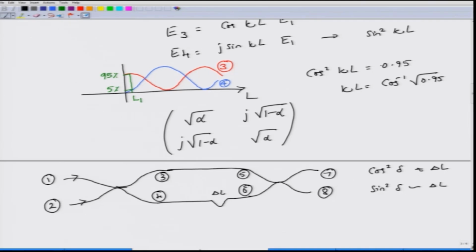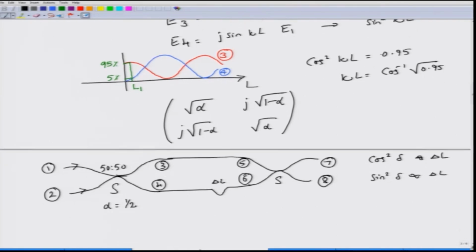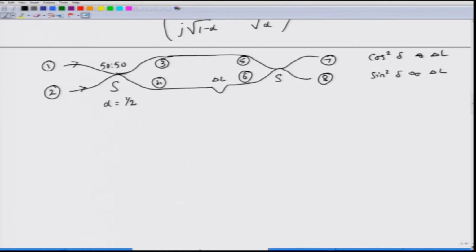So, you can show this, and in case you are interested you can take this as a simple exercise. What you will have to do is to relate E1, E2, E3 and E4 using this coupler matrix S. You can relate again using another coupler matrix S. For simplicity, assume that this is a 50 to 50 coupler, that is to say the power coupling ratio alpha is equal to 1 by 2. 50% of the power goes in one arm, 50% of the power goes in the other arm. So, this is how you can use couplers in order to construct a Mach-Zehnder interferometer.